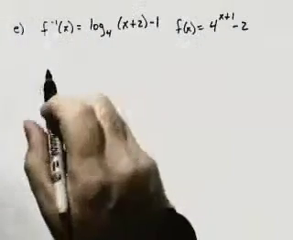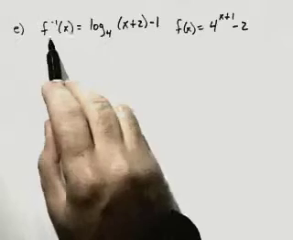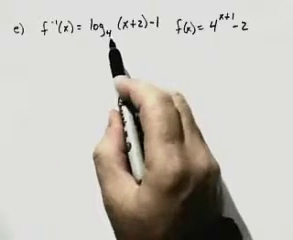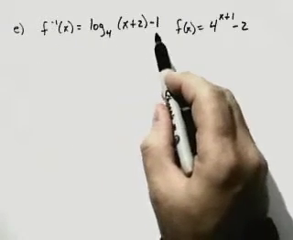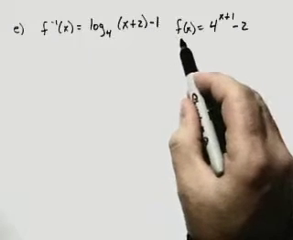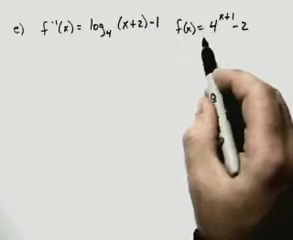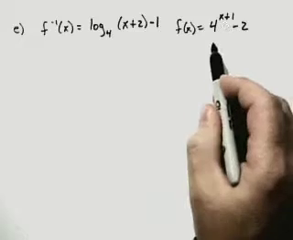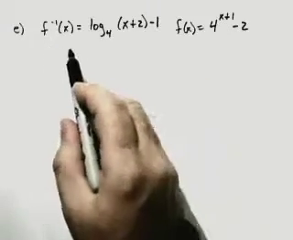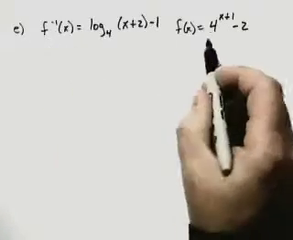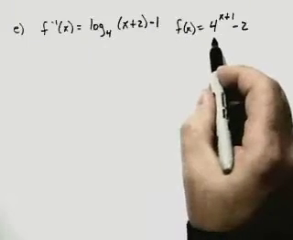In part C of this problem, we use the graph of the function to determine the range of the function. In part E, we're going to use the inverse function to determine the range as well. We found that the inverse function, f inverse of x, was log base 4 of x plus 2 minus 1. Recall that our original function was the exponential function, f of x equals 4 to the x plus 1 minus 2. We want to use the inverse function to determine the range of our function f.